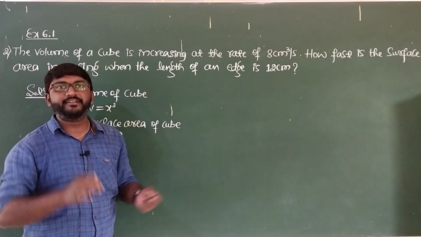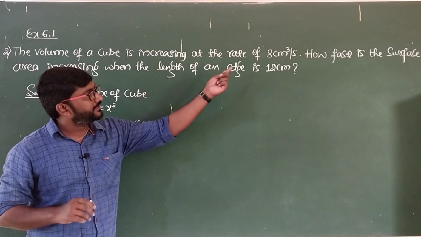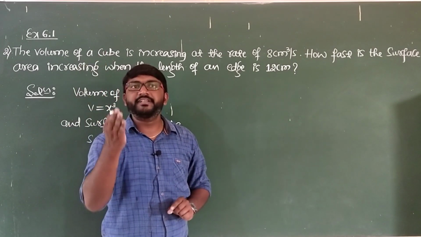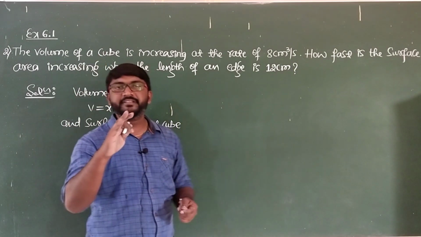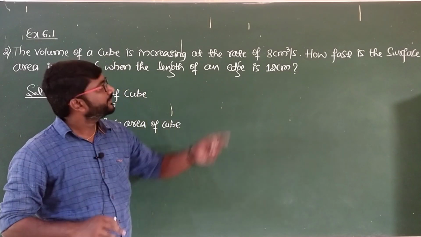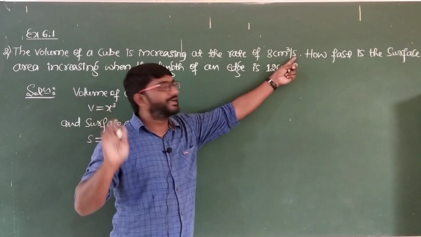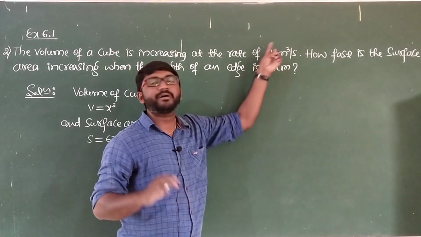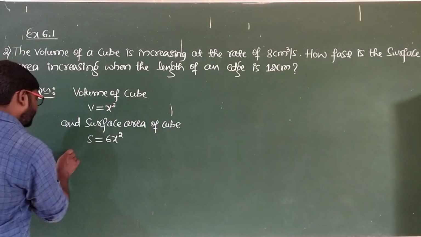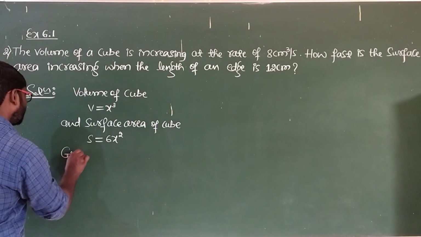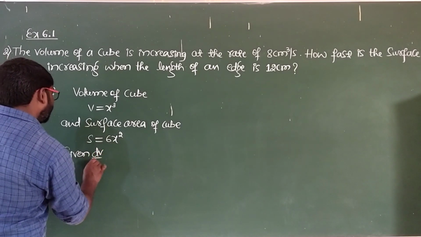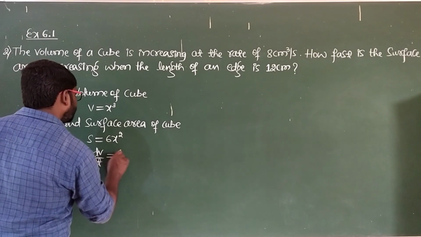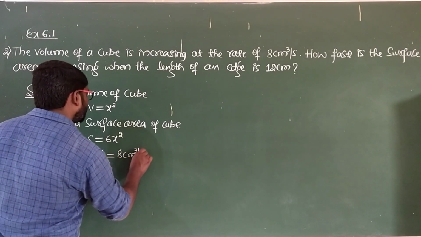increasing at the rate of 8 centimeter cube per second. Here observe the unit, it is centimeter cube. That means if it is centimeter square it will be area, if it is centimeter cube it must be volume. It is changing with respect to time, that is why here in the denominator we have the second. This is going to be dV by dt. So here given dV by dt equals 8 centimeter cube per second.